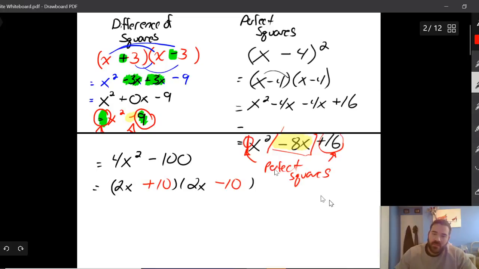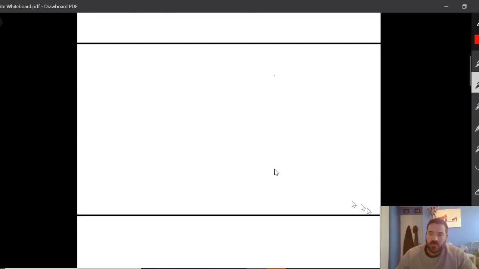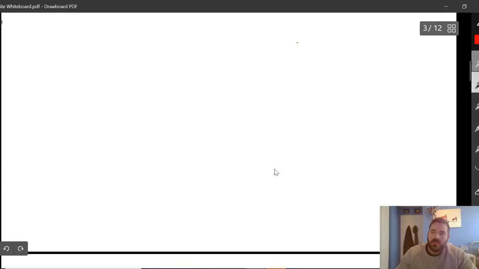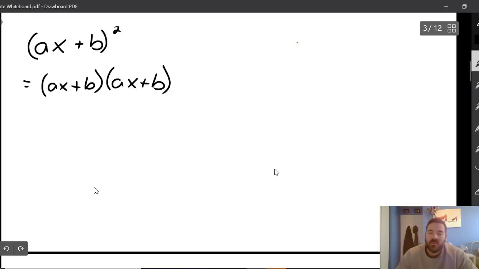So let's come down here. Let's take an example of a perfect square, but instead of something like 2x plus 4 squared, let's actually just make it all variables. So let's say that we have ax plus b, squared. So I have the same binomial multiplied by itself. I'm going to expand this. So ax plus b times ax plus b. And then I want to distribute.